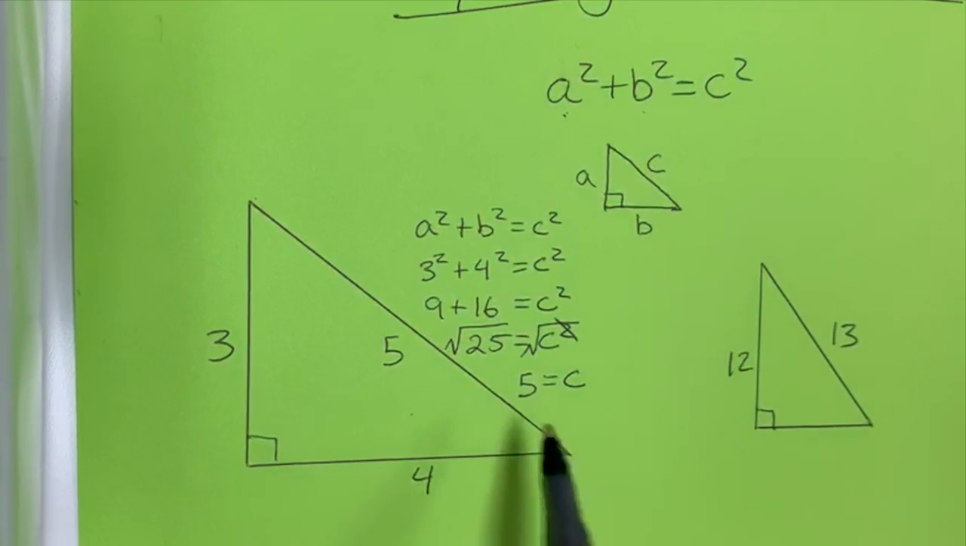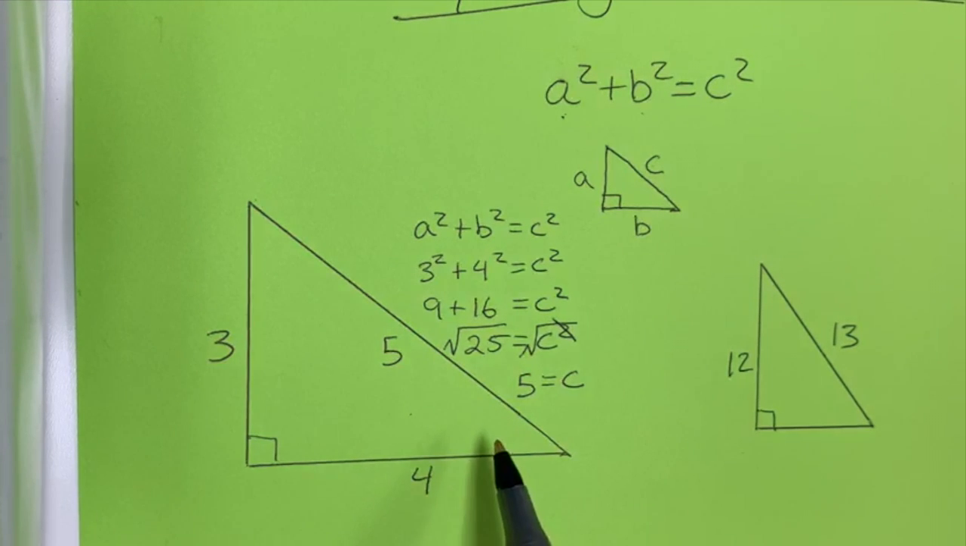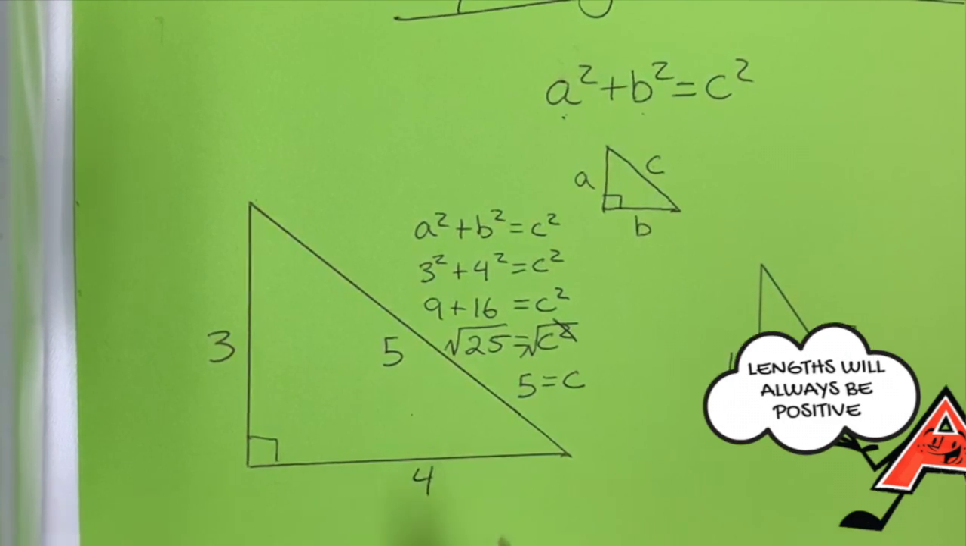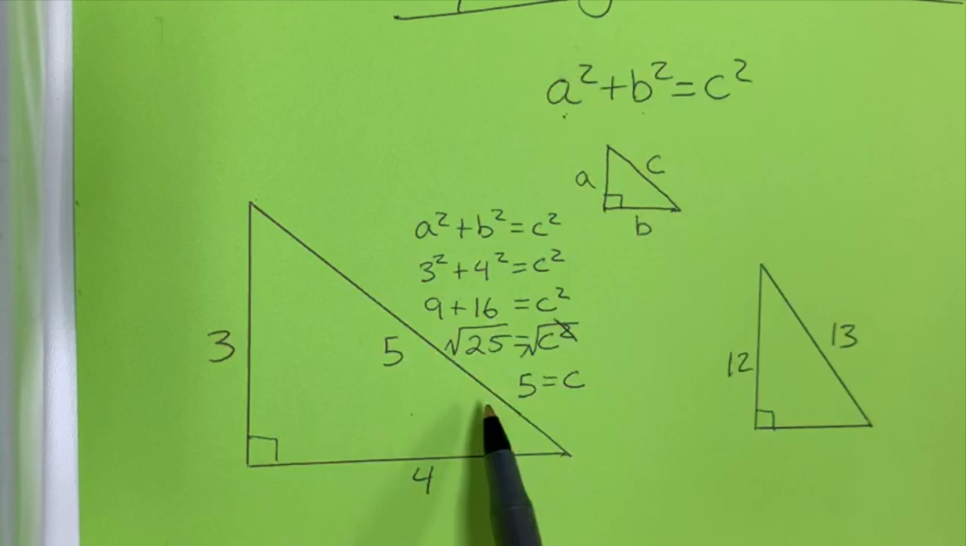Now, if we think about this, if I take the square root of 25, yes, it is positive and negative 5 as an answer, but can a length be negative 5? No, a length is always going to be positive. So our length for the hypotenuse is going to be positive 5. So that's how that works there.